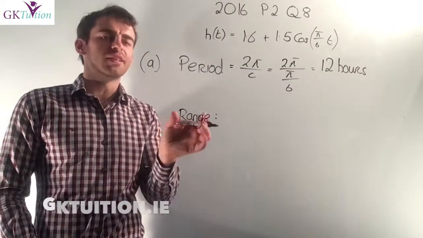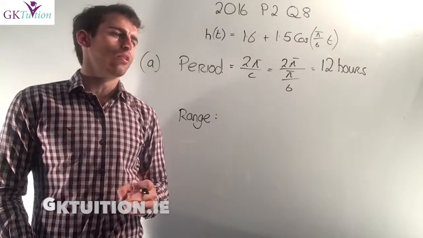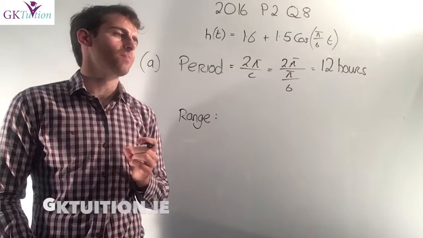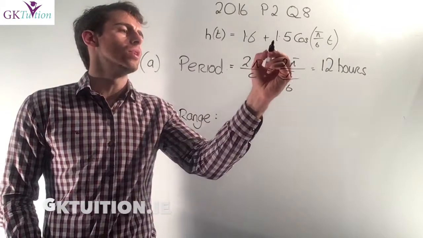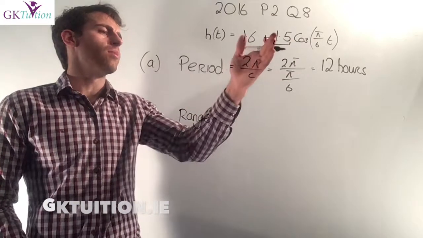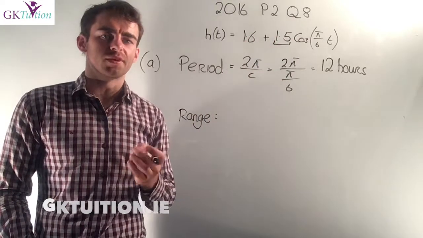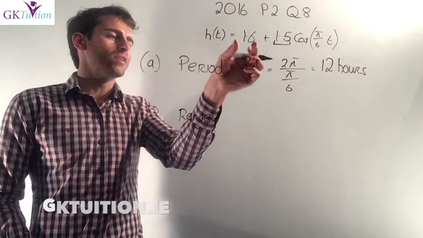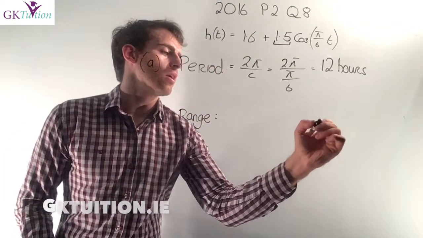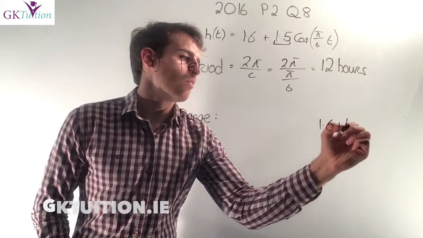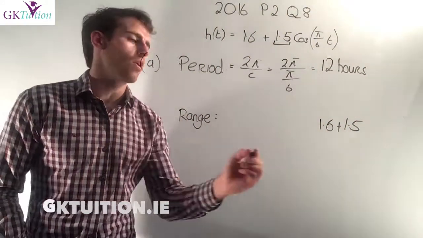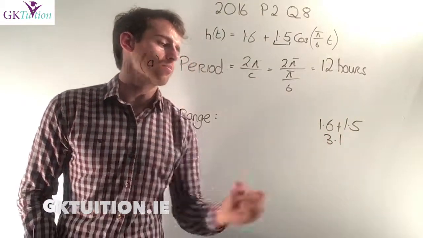Now the second thing I need to find is the range. In order to find the range, well, I'm told my baseline is 1.6. And my amplitude is whatever the number in front of my trigonometry is. So my amplitude here is 1.5 meters. That means if I start off at 1.6, in order to find the maximum height, it would be where I start off plus 1.5. So I know the maximum height reached by this graph is 3.1 meters.